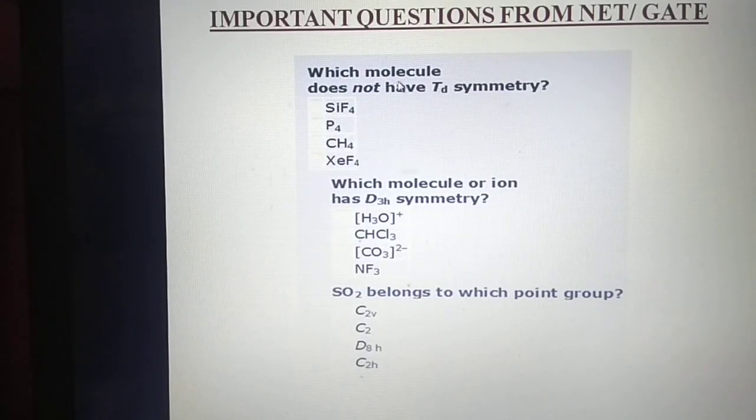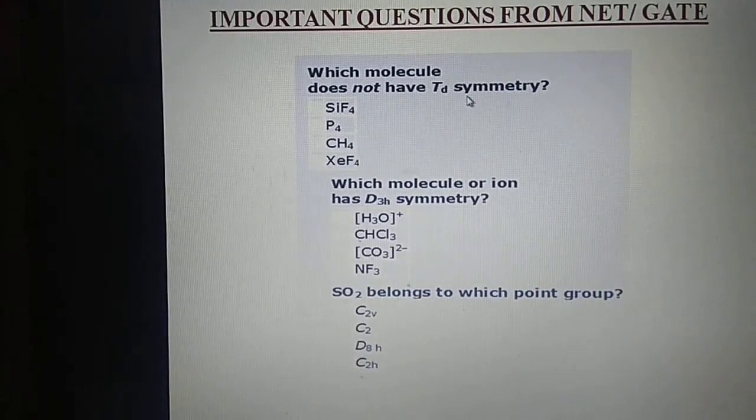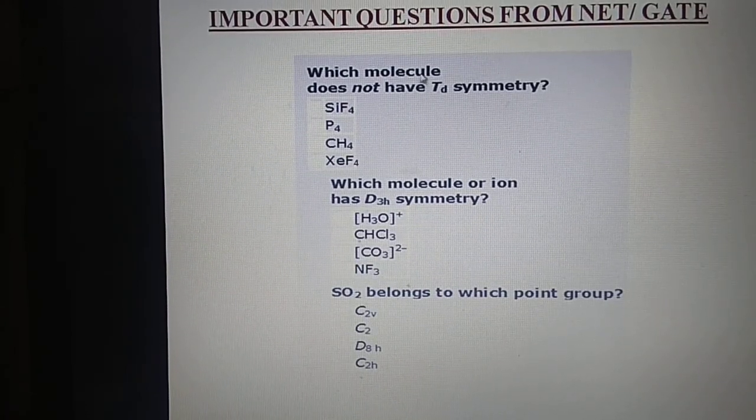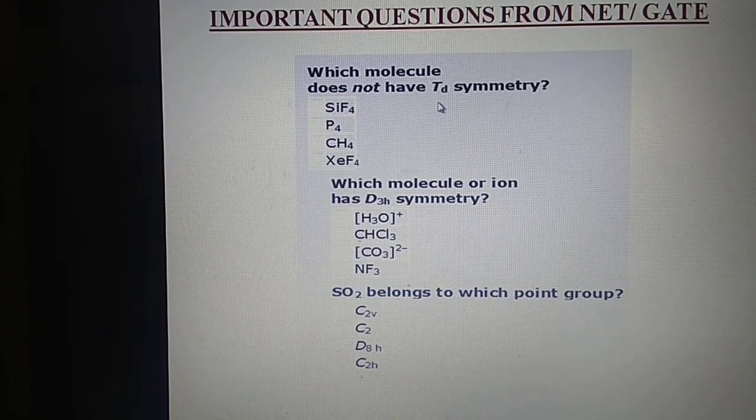Now, in next question, which molecule does not have tetrahedral symmetry? Well, in this case, for a molecule to have Td symmetry, it is a special case. There must be the presence of tetrahedral geometry, and along with that, all the 4 ligands should be same. Now, first, SiH4 has a tetrahedral geometry, so it belongs to Td symmetry point group. P4 has tetrahedral geometry. CH4 has tetrahedral geometry, but XeF4 has not a tetrahedral geometry. It is a square planar shape. Hence, the answer is D, XeF4.